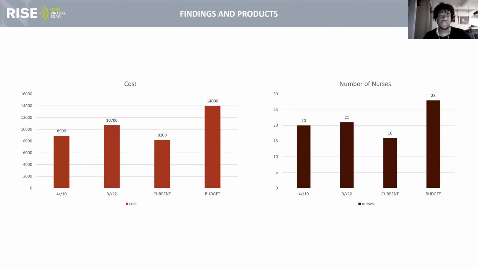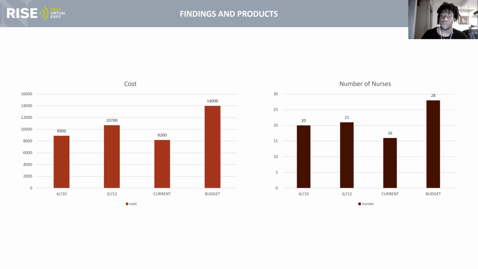So we created two different kinds of schedules, a 4/10 and a 3/12. A 4/10 where nurses work 4 times a week and a 3/12 where they work 3 times a week. And we saw that we were able to create a more efficient schedule, but we didn't have to spend a lot of money doing so. For example, in the 4/10 schedule, we only increased our weekly pay by 700, but we added 4 nurses.